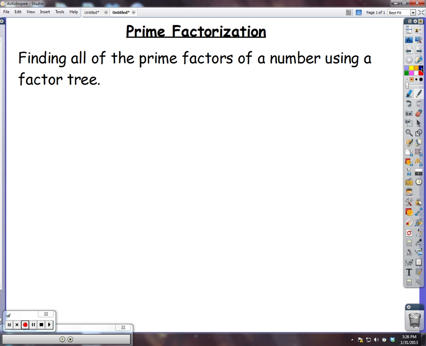Now, let's use the number 60. The very first factor pair that I think of is 6 times 10. You could use several other factor pairs to begin with. So this time I believe I'm going to use 2 times 30. 2 times 30 does equal 60.